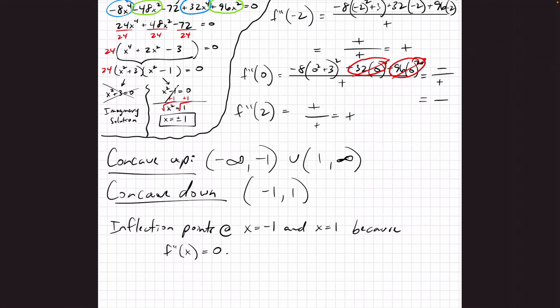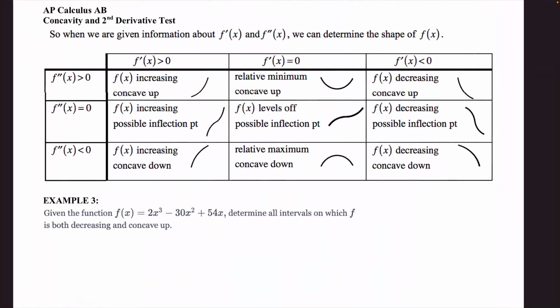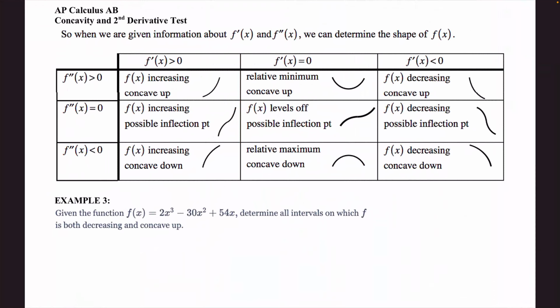All right, so the next thing is a table. I put a table because they're going to ask questions where they say, where is it increasing and concave up? Where is it decreasing and concave up? They're going to mix first derivative with second derivative. So I put the table there to give you a visual of what it looks like. If the first derivative is positive and the second derivative is positive, it's increasing and concave up. If the first derivative is negative and the second derivative is positive, it's still concave up, but it's decreasing, right?